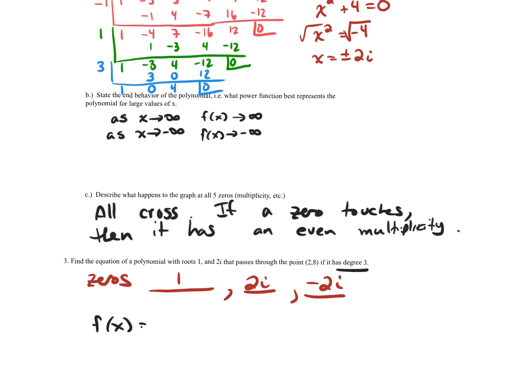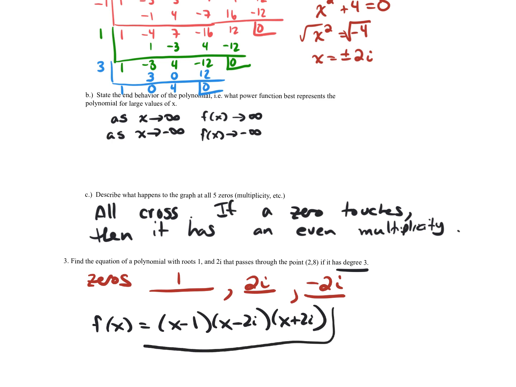F of x equals x minus 1, x minus 2i, x plus 2i, because remember, the zeros and the factors are always the opposite. But again, I wouldn't worry too much about foiling it. This would be sufficient if there was a question like this on there. The big thing is knowing that if you have one complex zero, there has to be another complex zero paired up somewhere with it.